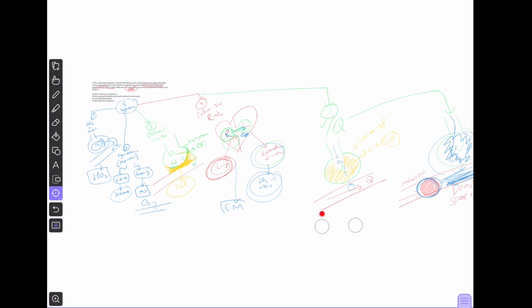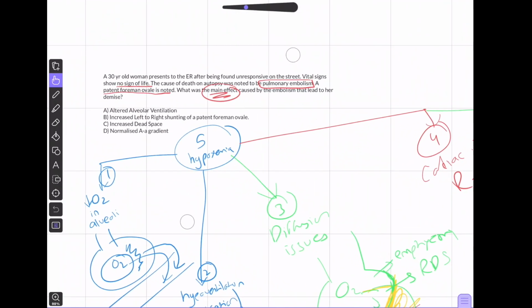Lastly, you have your VQ mismatches, and this is, for example, when you have an issue with V, where the alveoli is gunked up with fluid or consolidation, such as pneumonia or pulmonary edema, and oxygen can't get through all this gunk, so it can't enter the vessels. Or you have a blockage of the vessels, so there is increased dead space, and perfusion is fine, but oxygen can't enter the vessel because the blood flow is restricted. So those are your VQ mismatches. I hope that's clear so far. Let's get back into the question.